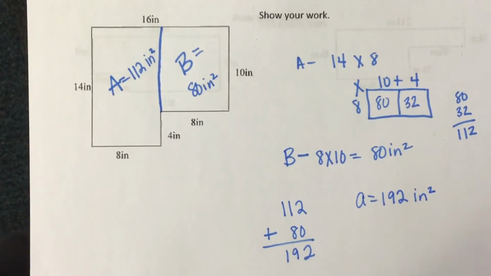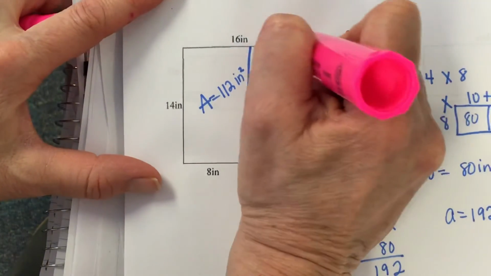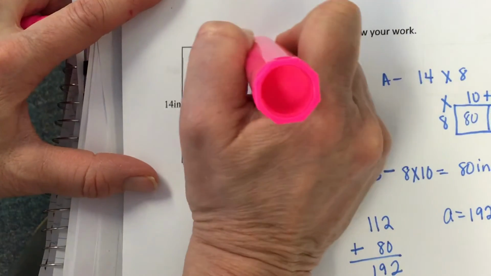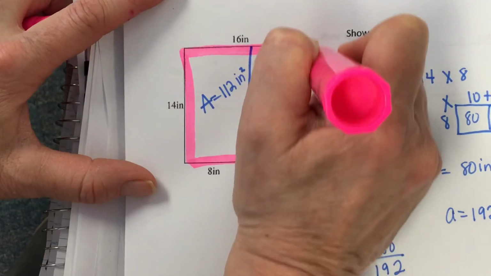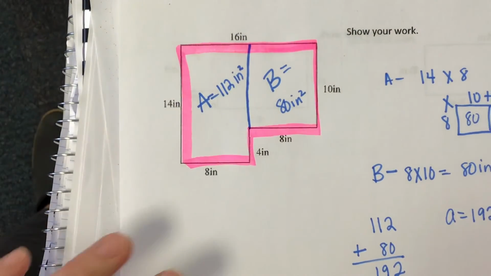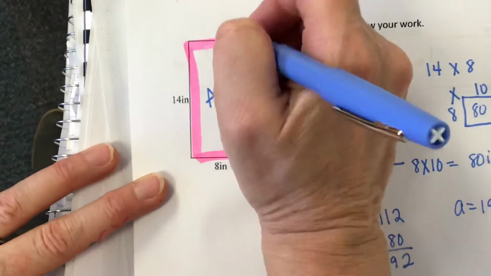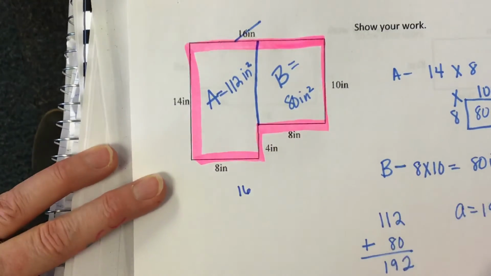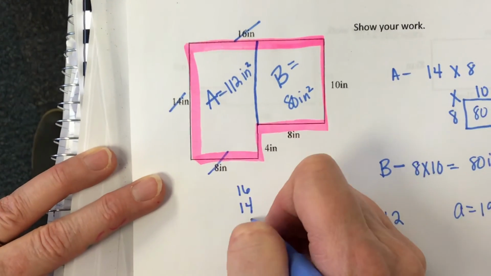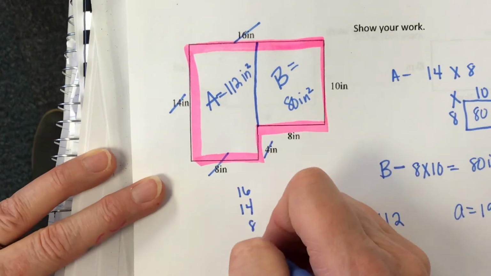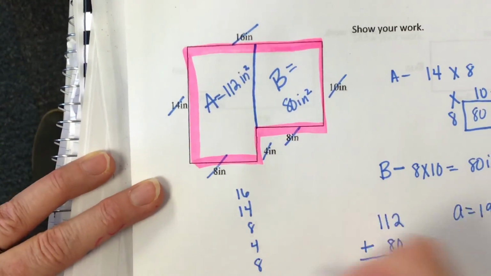Okay, so let's talk about the perimeter. We need to add all of the outside lengths. Okay, who can give them to me? Who can give me the outside lengths? Brady. 16. Okay, mark them off as you write them down. Go ahead. 14. Okay, are there any missing, or is that all of them?